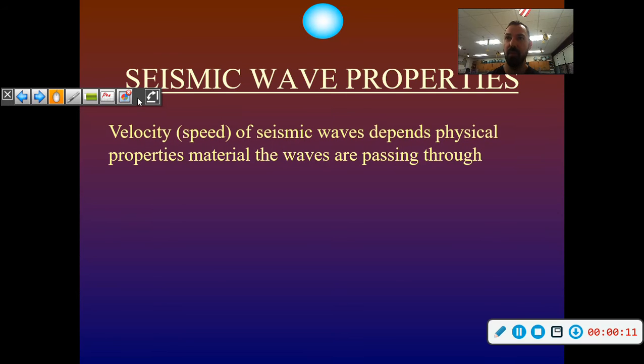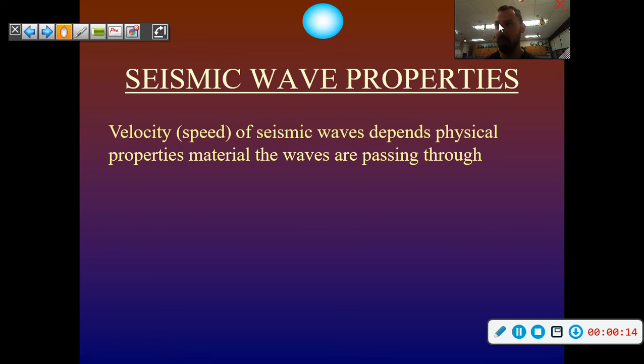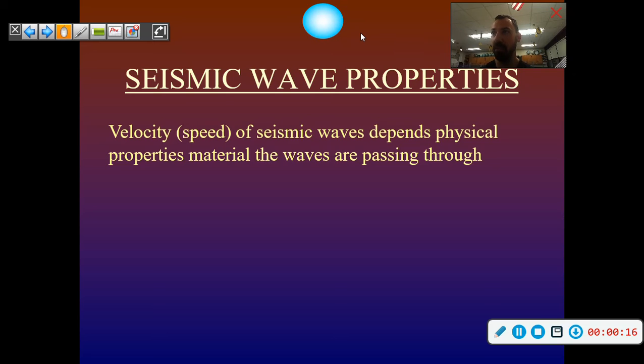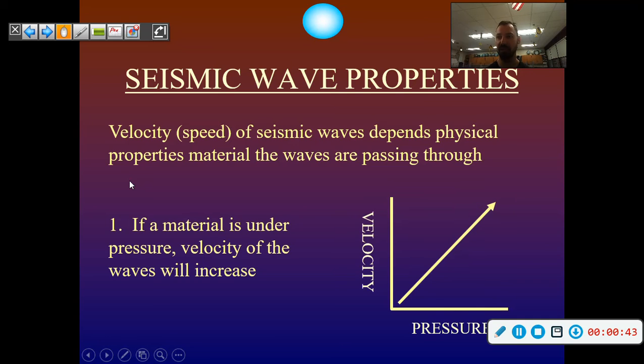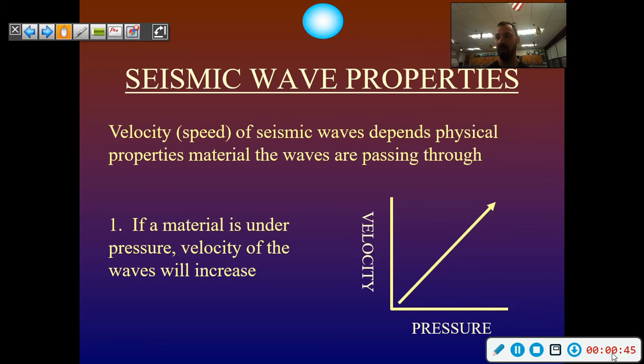So first off, I want to talk about seismic waves. I already mentioned that as they go deep underground, their speed will change. You guys know as you go deeper into the earth, the density increases. As a result, the velocity or speed of the earthquake waves is going to change depending on what it passes through. If the material is under pressure, meaning it's also going to increase in density, the velocity of the waves will increase. So you increase pressure, you increase velocity.